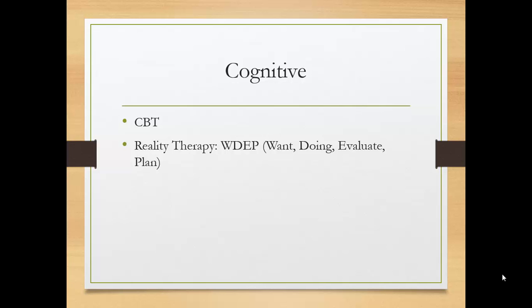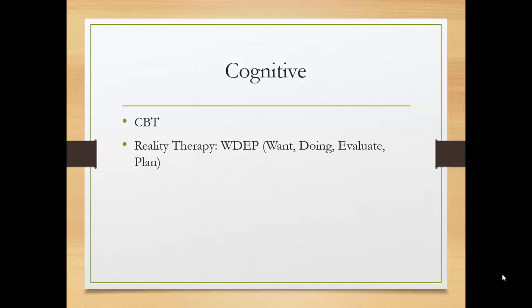But Glasser really has kind of four steps in this model. He says we need to think about, what do people want, what are they doing, and then we need to get them to evaluate whether what they're doing is going to get them what they want. And then we want to get them to plan to better meet their own needs.